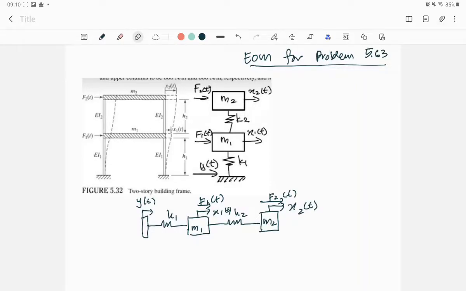This is to show to you the EOM for problem 5.63. As you can see, you have this two-story building frame. Maybe it's a bit confusing. If you want to draw the model, you can draw it as shown here. But to clear up some confusion, you can also draw it as such, because all your masses are actually point masses. But for purposes of free body diagram, we draw it like a square. So it doesn't matter if you draw it like this, or as shown here.